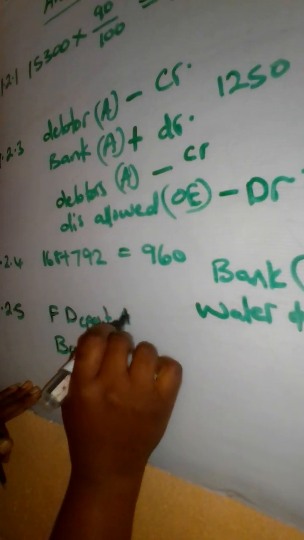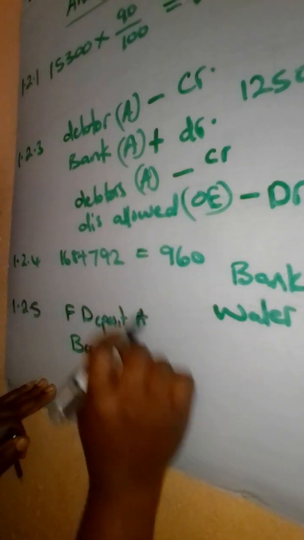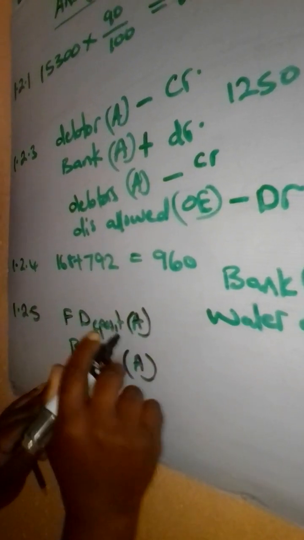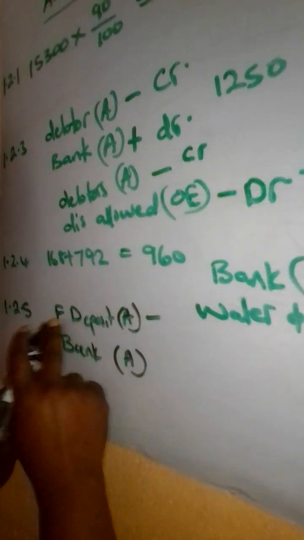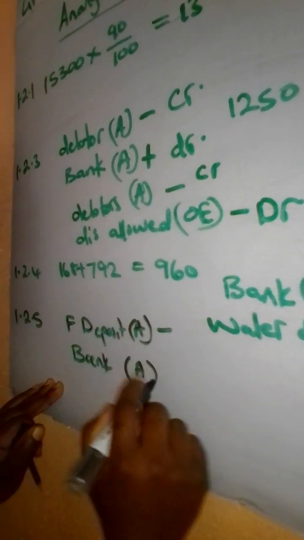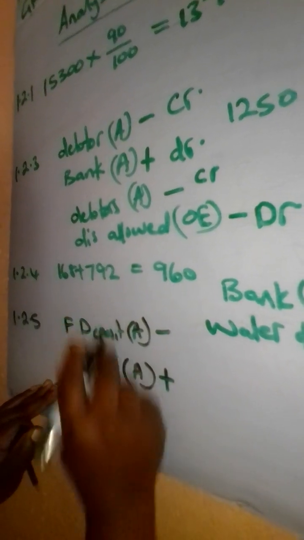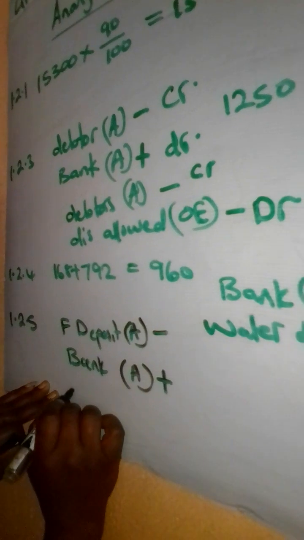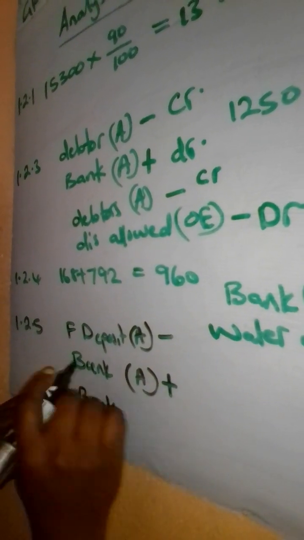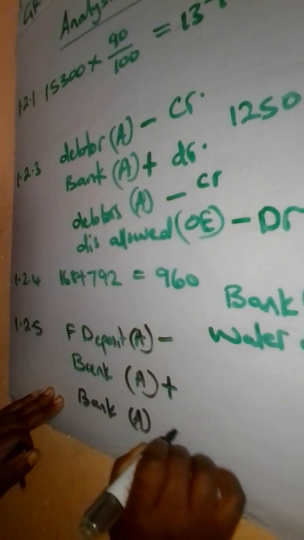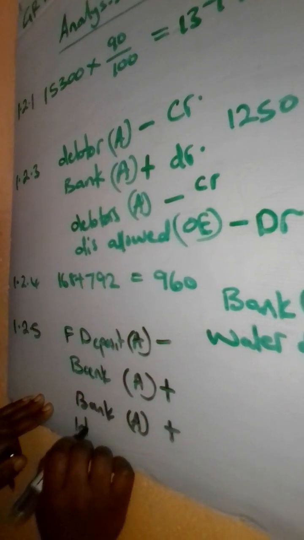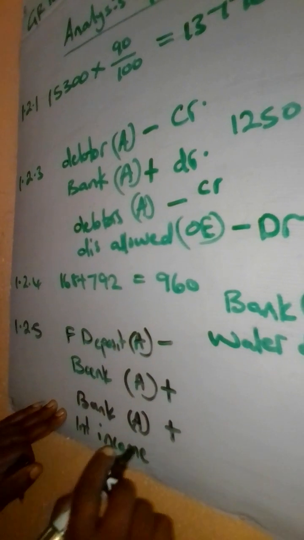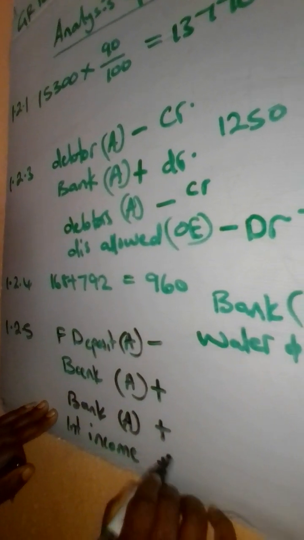Fixed deposit is an asset, it's an investment. Bank is an asset. So one asset is increasing and the other asset is decreasing. What is happening to the fixed deposit? It is decreasing because we are removing money from the fixed deposit account and putting it into our bank account. So the bank is increasing, and it came back with interest again. For the interest, we are going to indicate interest income. Interest income is part of owner's equity, and it increases owner's equity.